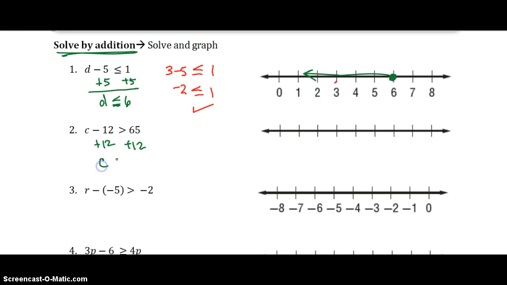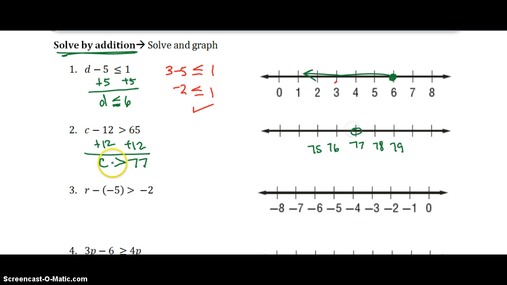So C is greater than 77. Open circle. Oh, I don't have a, let's just pick 77. This would be 76. This would be 78, 79, 75. You don't have to put very many. 3 would have been fine.